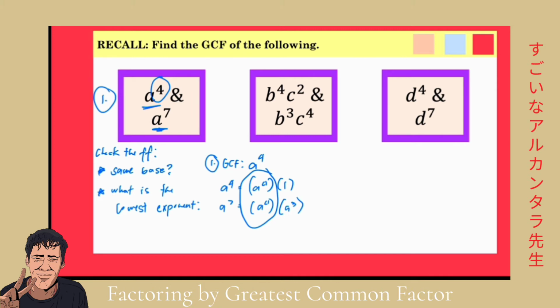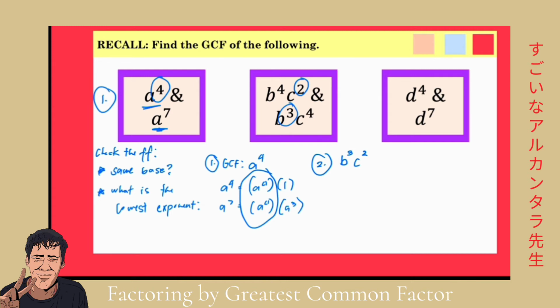If you follow this for item number 2, don't be in panic mode if there are 2 or 3 different variables here. Again, just follow. Look for similarities. Since they both have the variable b, let's start with that. The lowest exponent is 3. So therefore, b raised to 3. And then let's go with the c, since they both have it. The lowest exponent is 2. So therefore, the GCF is b raised to 3 c squared.